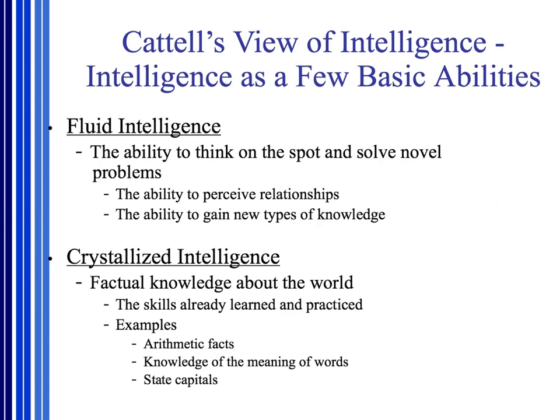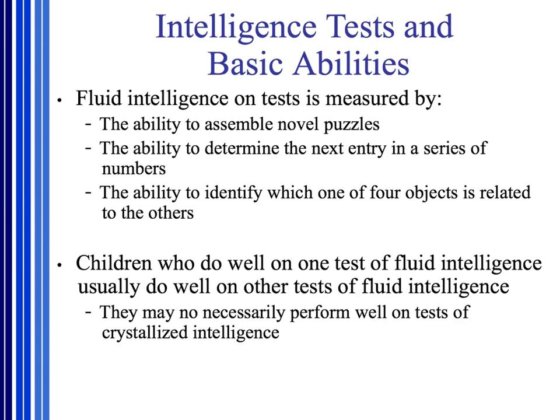Now, there are two types of intelligence that we have discussed before in previous units, specifically the unit on developmental psychology. There's fluid intelligence, which is the ability to think on the spot and solve novel problems. It's abstract thinking, critical thinking, problem solving. And then there's crystallized intelligence. This is the intelligence of facts, such as state capitals, specific birthdays, mathematical formulas, those kinds of things.